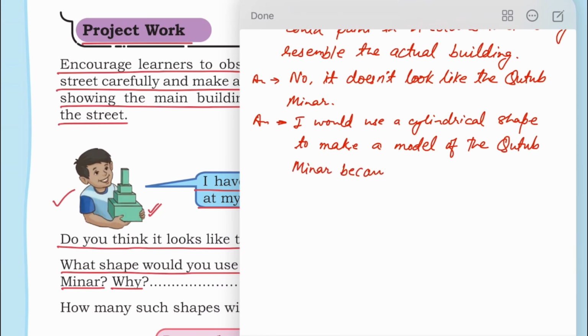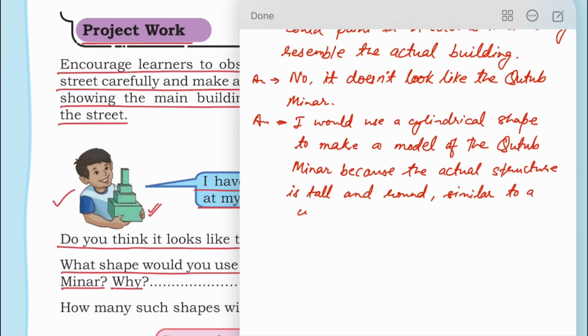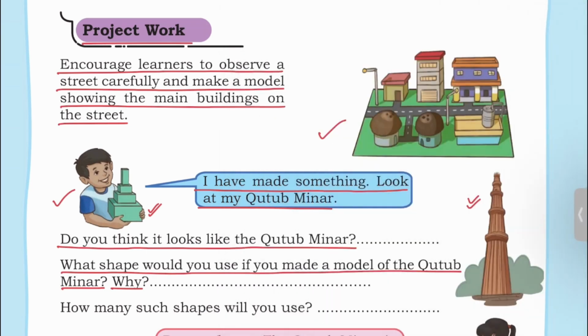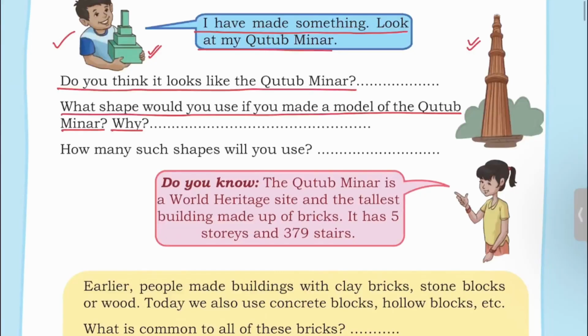because the actual structure is tall and round, similar to a cylinder, like this.